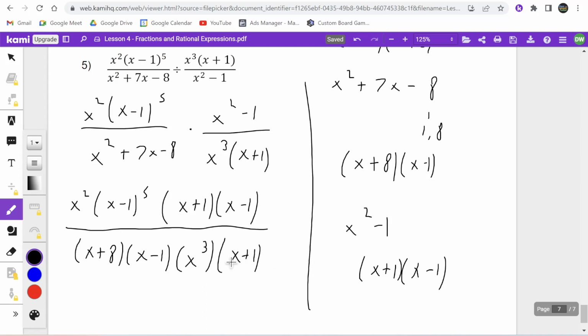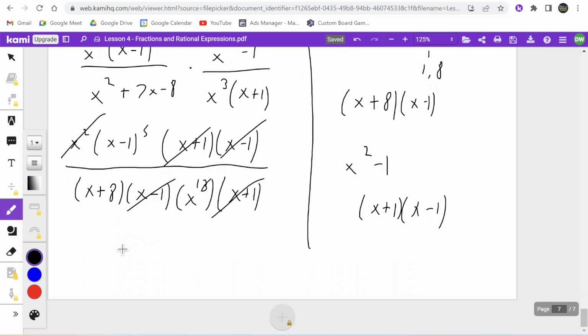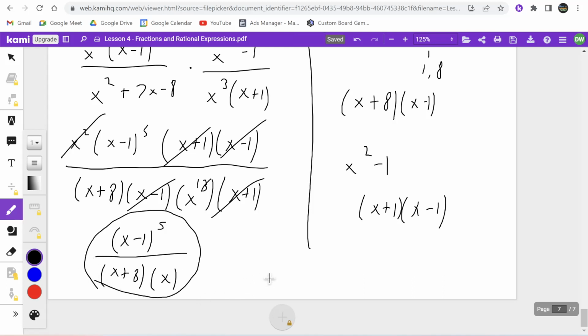And now I have to ask myself what cancels. Looks like x minus 1 cancels there, x plus 1 cancels there, and one more thing is going to cancel. It's the x squared over the x cubed. The x squared goes away completely, and then I have to subtract 2 from x cubed. It looks like that's going to be x to the first, which I don't even have to write, I can just write x. So in other words, what's left in the numerator? x minus 1 to the 5th power. In the denominator, the quantity x plus 8 times just x. And that's going to be our answer for the last one. Any questions on that?